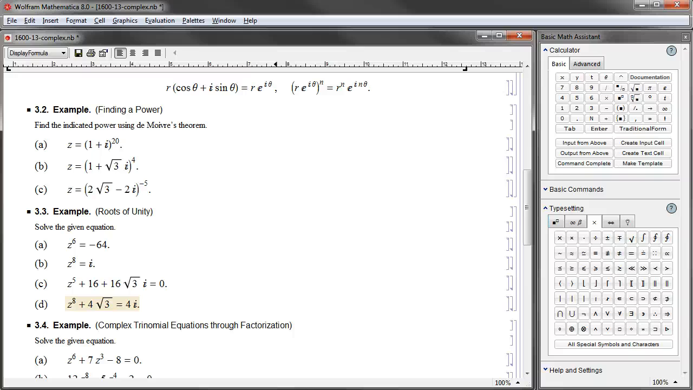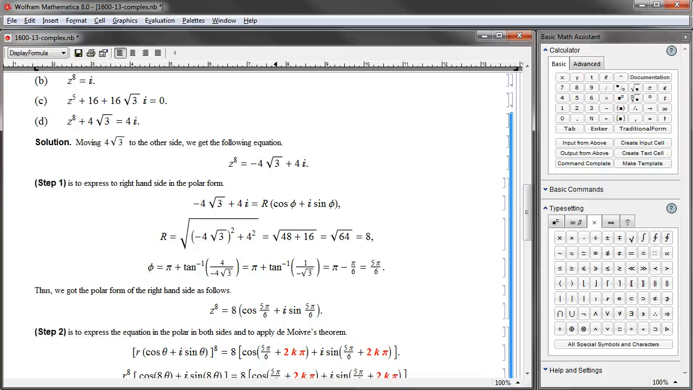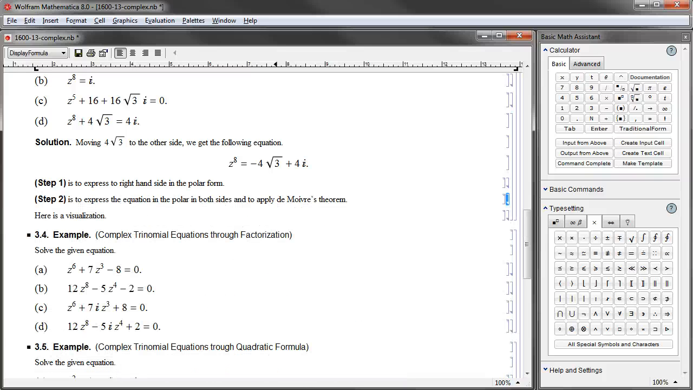How do we handle something like this? The very first step is pretty much straightforward. We want z to the 8th power equal to something. z to the 8th power is equal to a certain complex number. And what we want is the polar form so that we can apply De Moivre's theorem. So step 1 is to change everything into polar form. Once that's done, we go over to step 2 and apply De Moivre's theorem.